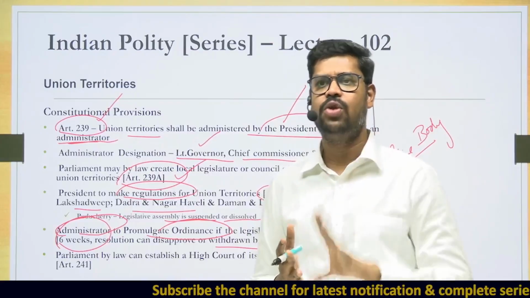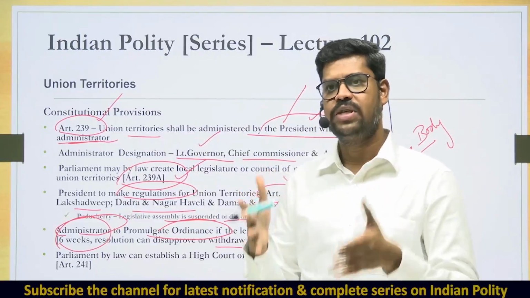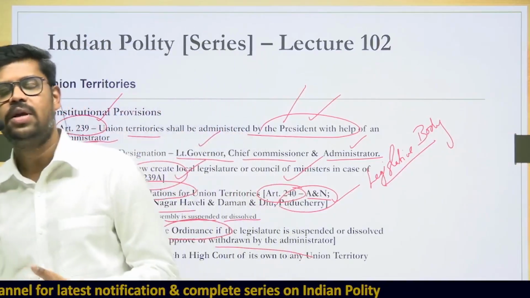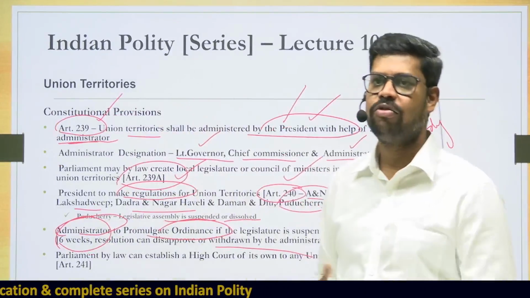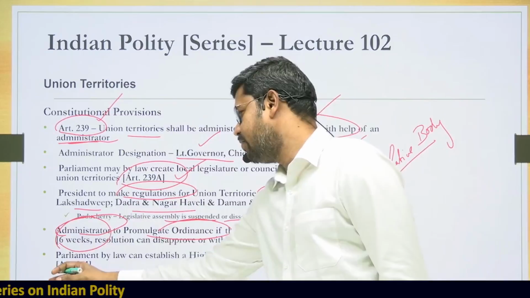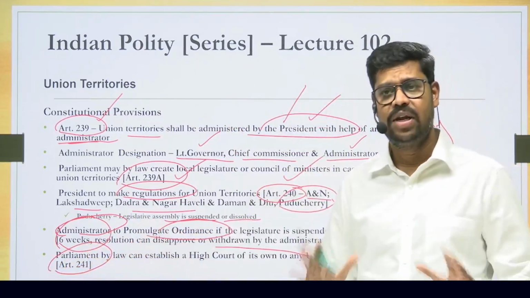These are the only two union territories which have a high court of their own. So if you have to establish a high court of its own for any union territory, whose authority is it to do that? It is the Parliament of India whose authority it is to establish a high court of its own for a particular union territory. So that is also a power which is given to the Parliament by virtue of the Constitution under Article 241. Very, very important.